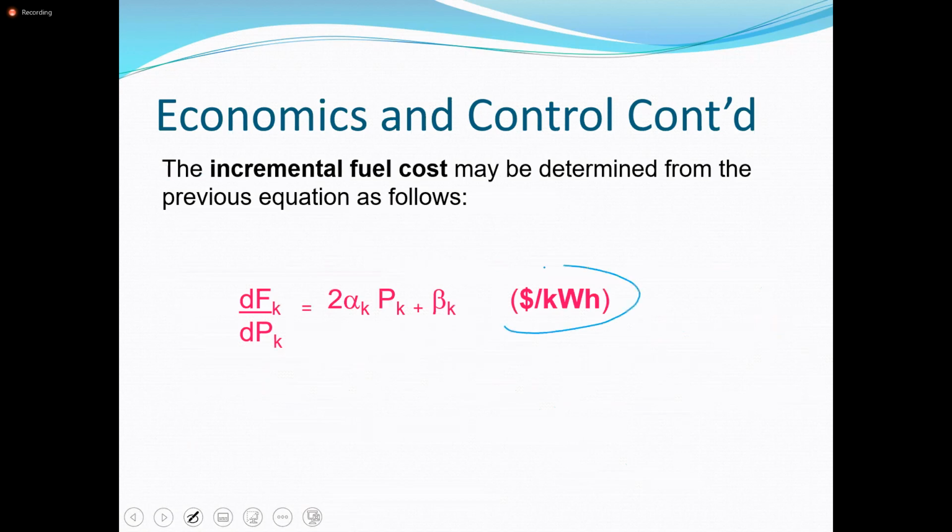And of course, note that the unit now changes from dollars per hour to dollars per kilowatt hour. And as I said before, in this space, we're really talking about megawatt hour. So it will be dollars per megawatt hour.